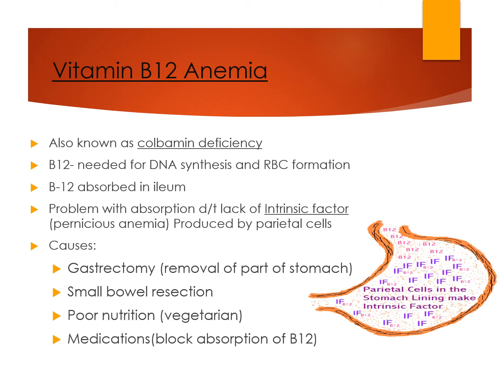B12 anemia is also known as cobalamin deficiency. B12 is needed for DNA synthesis and red blood cell production. The B12 is absorbed in the ileum. The problem of absorption is also due to the intrinsic factor, aka pernicious anemia. Intrinsic factor is produced by the parietal cells. Unfortunately, intrinsic factor diminishes with aging.